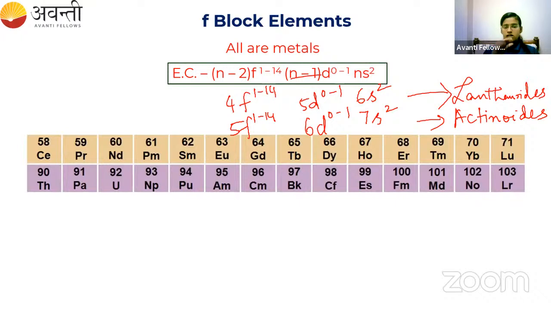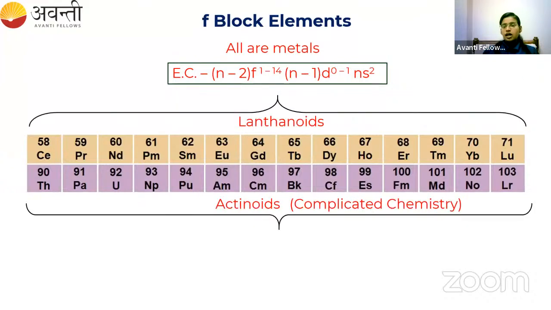So the first row, from cerium to lutetium, they are called lanthanoids, and from thorium till lawrencium is called actinoid. So this is lanthanoid and this is actinoid, and the chemistry of actinoid is very, very difficult. Why? They are mostly man-made elements, and also they are radioactive in nature.